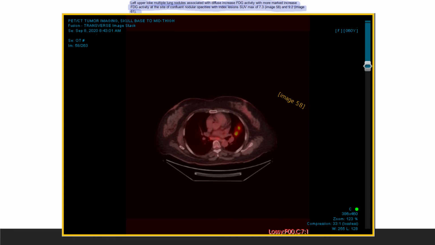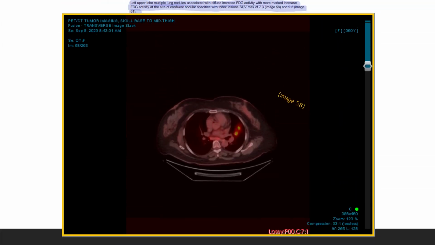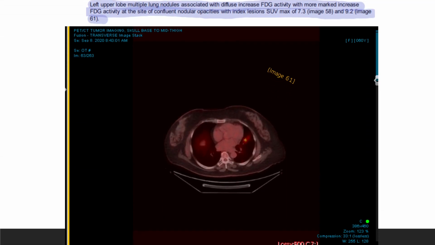This is image 58. Left upper lobe multiple lung nodules associated with diffuse increased FDG activity, with more marked increased FDG activity at the site of confluent nodular opacities with index lesions, SUV being 7.3, image 58. This is image 58. And I believe I have 61 on the next one. I do. And this is image 61.